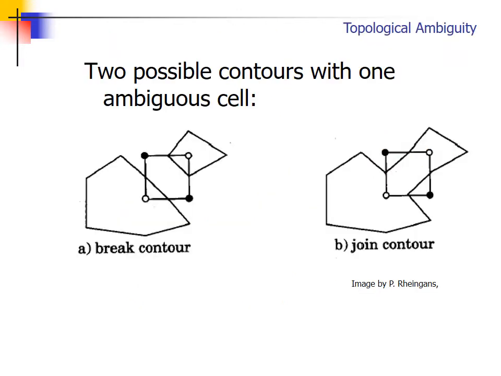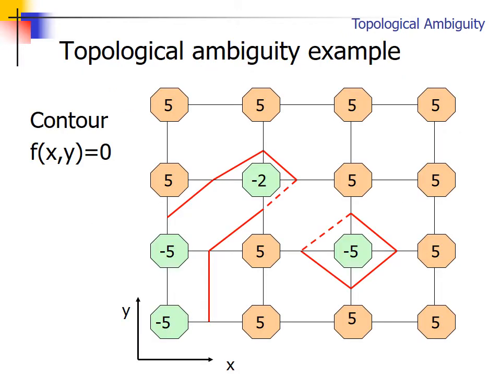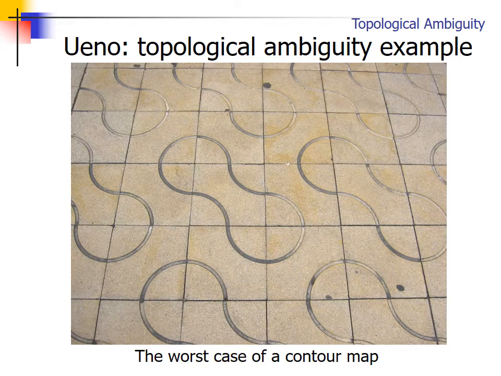Two possible contours with one ambiguous cell are represented on this slide. The function in such a type of cell can have disjoint contours as shown in example A, or can have one complex contour as shown in example B. The topological ambiguity example is shown on this slide. The topological ambiguity example in real life is shown on this picture. This is the worst case of a contour map for the contouring algorithm.